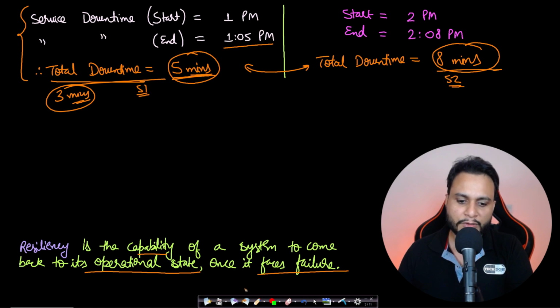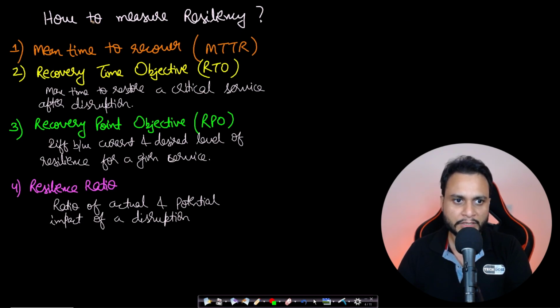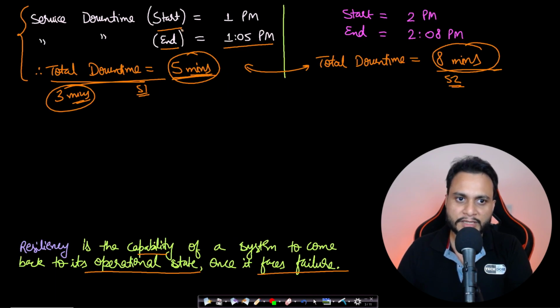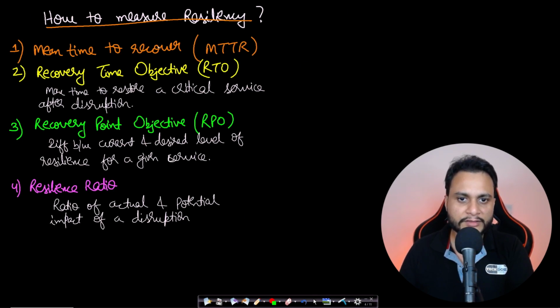So it is kind of a comparative term. Now, how to measure resiliency? The last thing we saw was measuring in terms of time, which was mean time to recover. This was nothing but the difference between the end and the start time. That means how much time your service was actually unavailable. You take the mean of all those unavailable times, and that will be the mean time to recover.